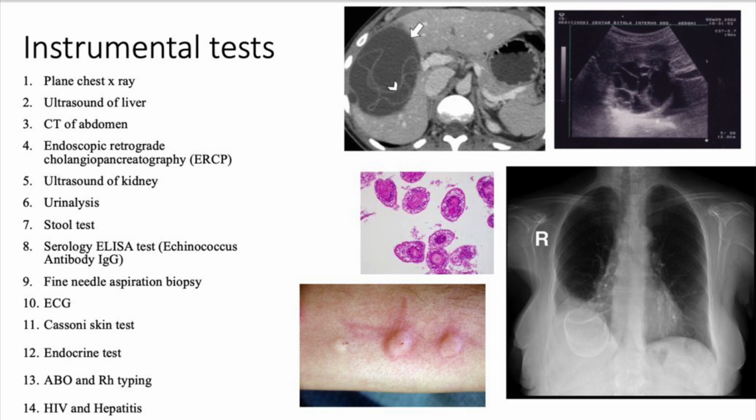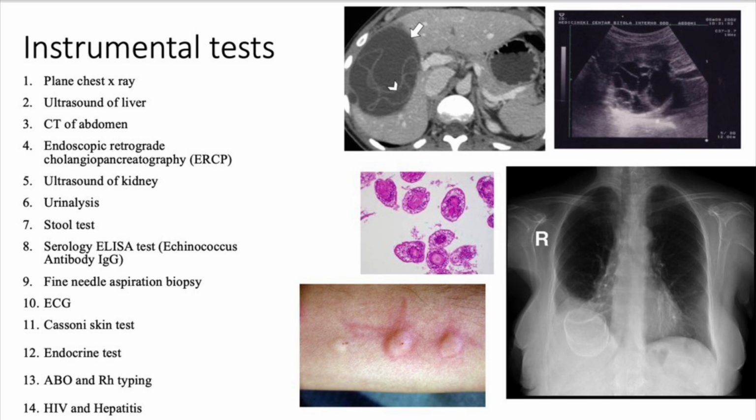And next we have endoscopic retrograde cholangiopancreatography, ERCP, which indicates that there is bile duct obstruction, followed by the ultrasound of the kidney, which indicates there are no abnormalities or changes. For urinalysis, the urine is dark in color, with increased conjugated bilirubin and decreased urobilinogen. For the stool test, the stool is clay colored, and in the microbiological test, there are echinococcus eggs.